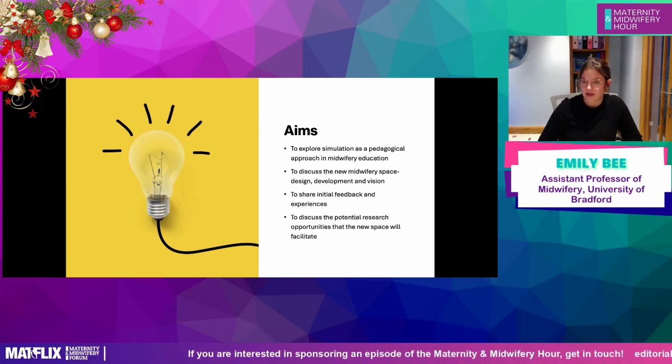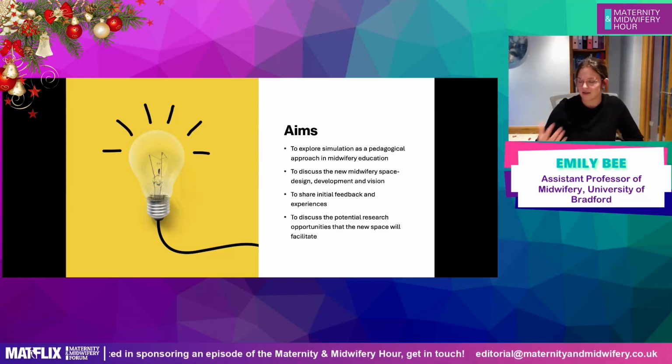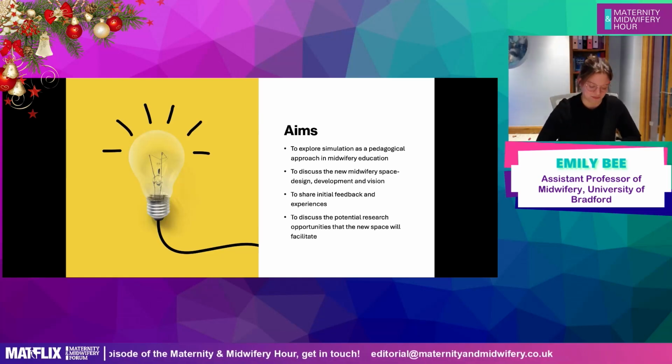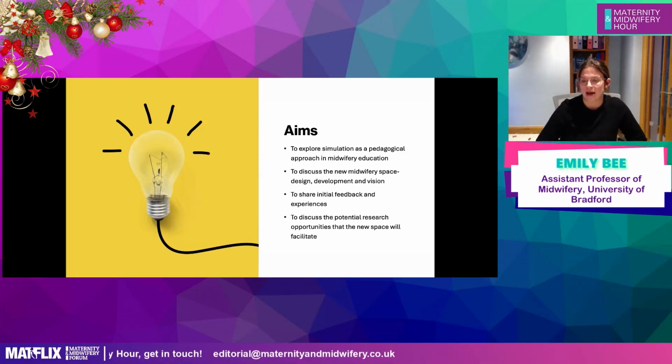So the aims of this evening are to explore simulation as a pedagogical approach in midwifery education, to discuss the new midwifery space that we have at Bradford, and I'll be looking at it from the design, development, what our vision was, and how that vision is coming to fruition now that we're able to utilise it. To share some initial feedback and experiences that we've had since the space opened at the beginning of September this year, and to discuss the potential research opportunities that the new space will facilitate.